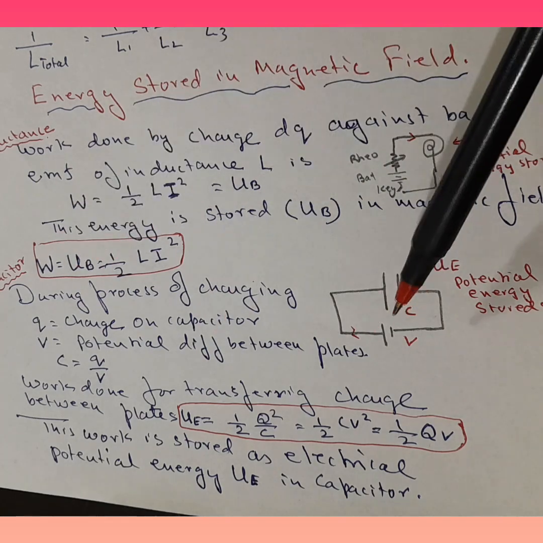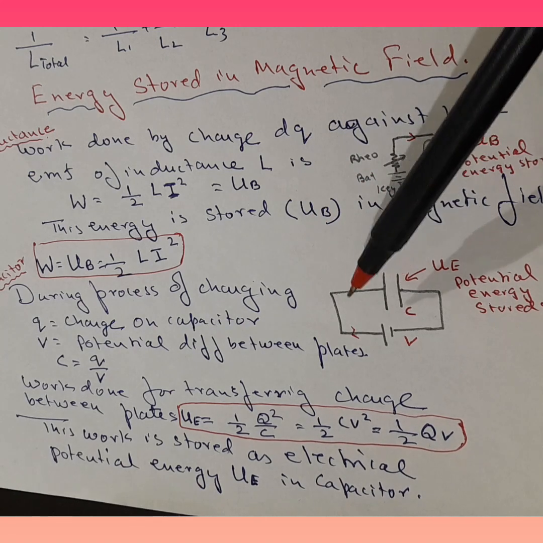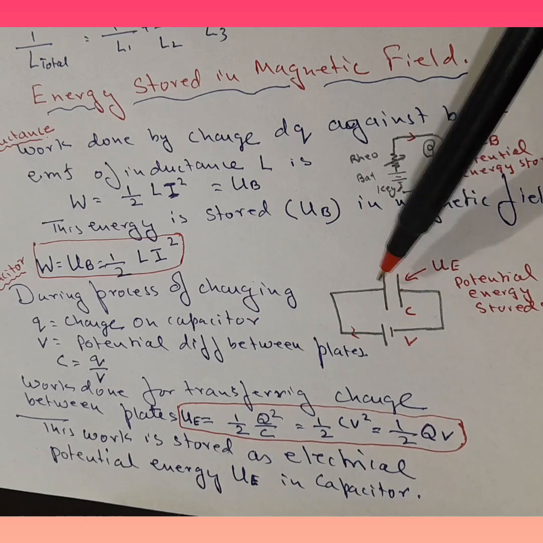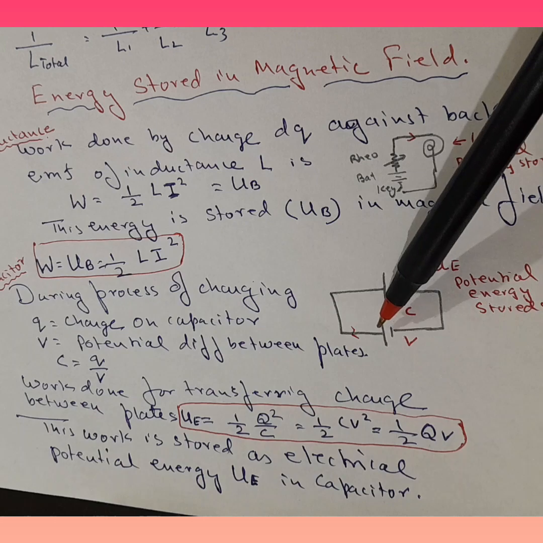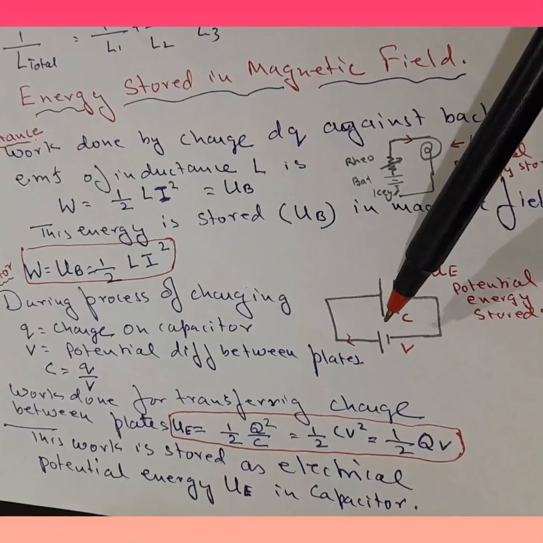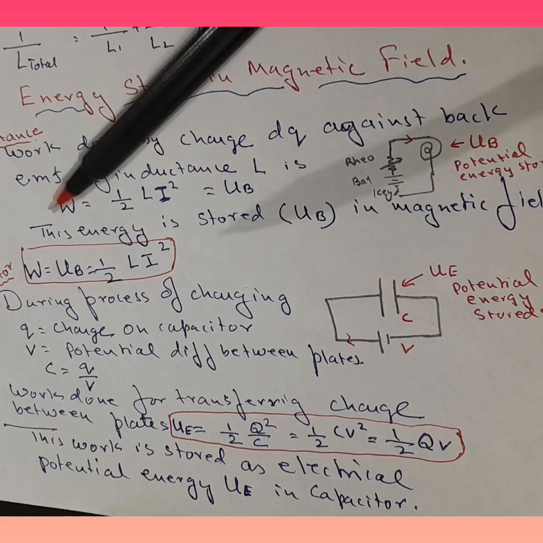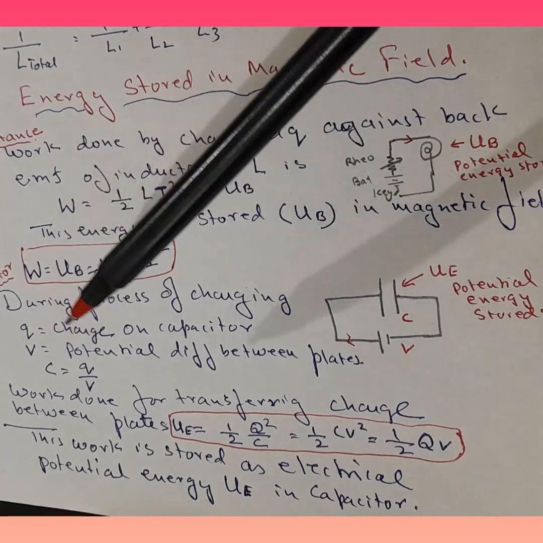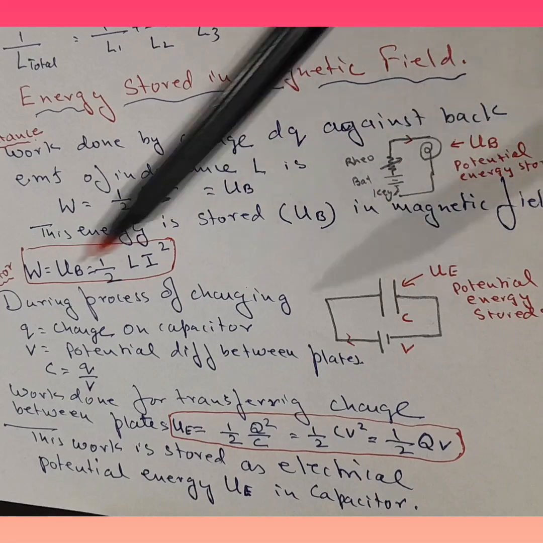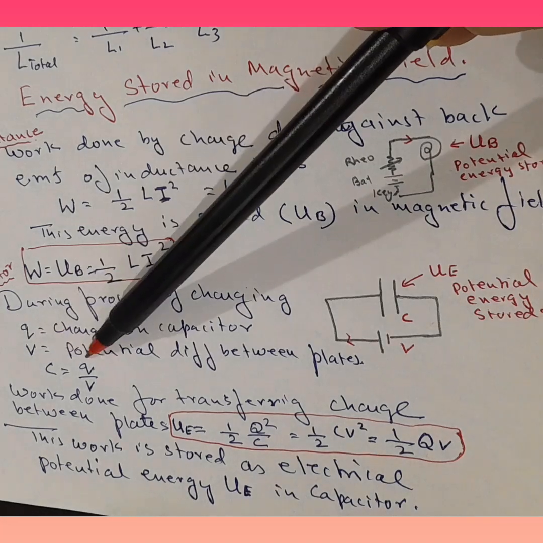Now let's get back to capacitor. We know a capacitor is two plates. This is the capacitor and this is the battery. In a capacitor both the lines are of equal length, and in case of a battery, the one which is small is negative, big is positive. Now let's find out the energy stored by a capacitor. During the process of charging, Q is the charge on the capacitor, V is the potential difference between the plates.